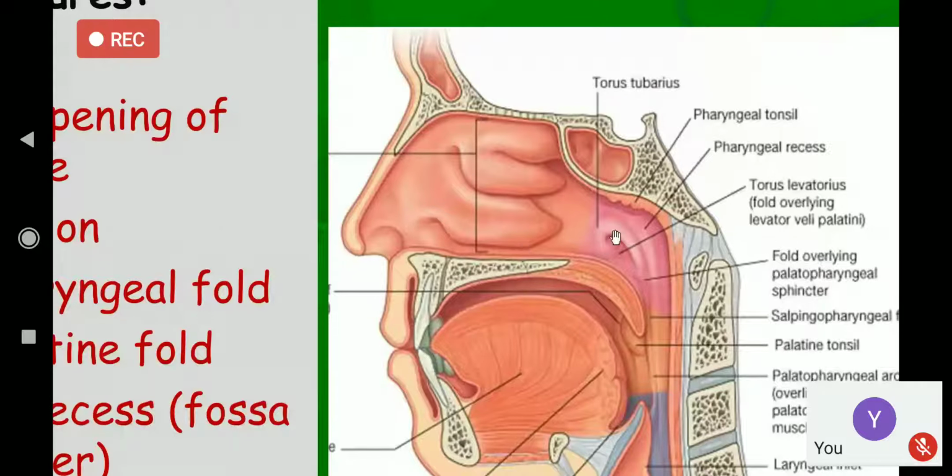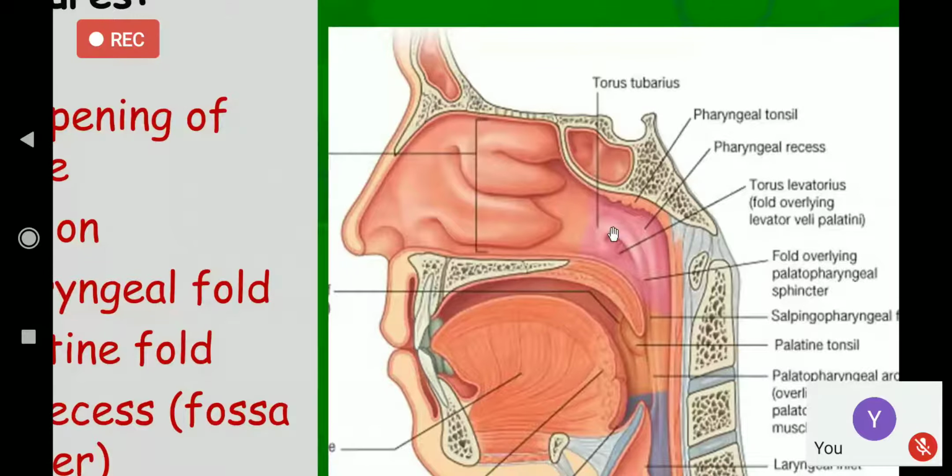So how is your tubal elevation formed? We have an aggregation of lymphoid tissue covered by the mucous membrane. This will form the tubal tonsil. And what is the main importance of the tubal elevation? The tubal elevation will provide a guide to the surgeon, because the surgeon has to pass the catheter. In order to pass the catheter through the pharyngeal opening of the auditory tube, this tubal elevation will act as a guide.